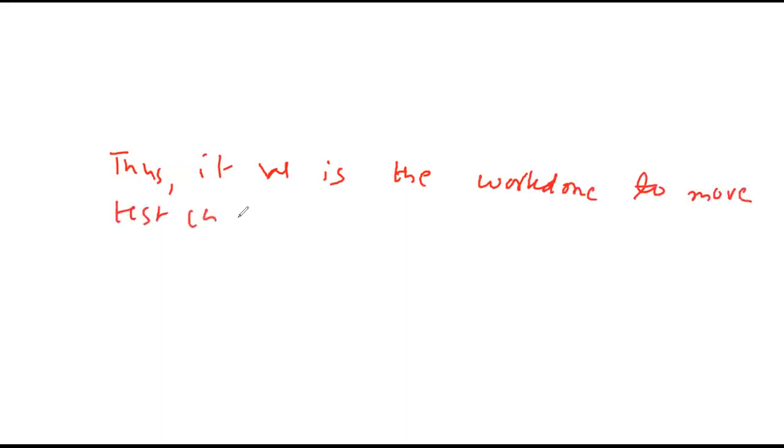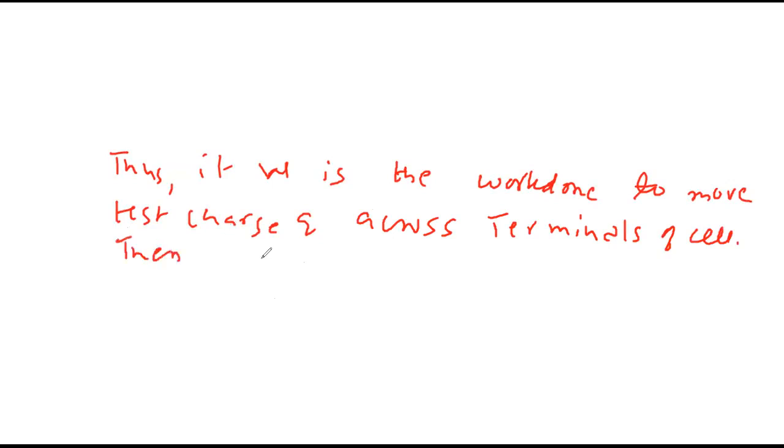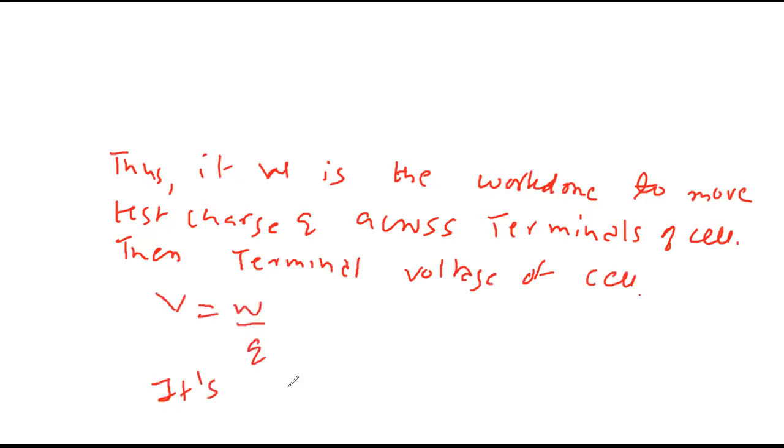Thus, if W is the work done to move test charge Q across the terminals of the cell, then the terminal voltage of the cell, V equals W upon Q. Its SI unit is joule per coulomb or volts.